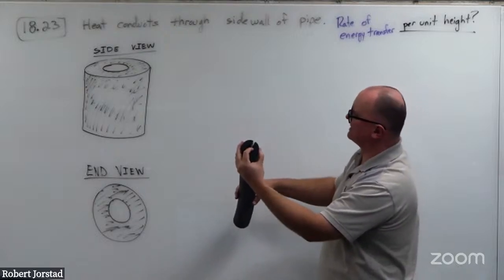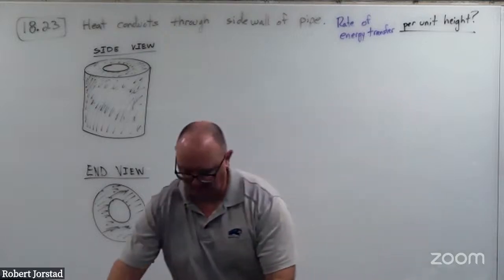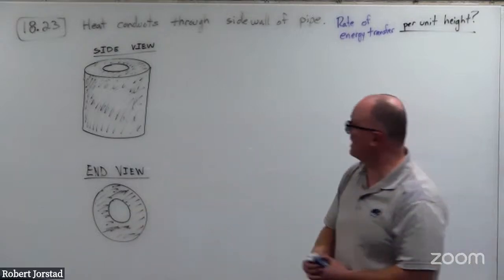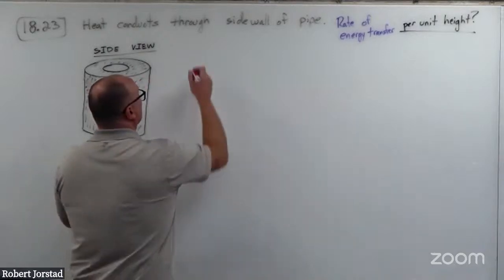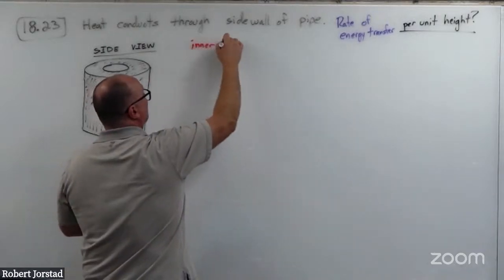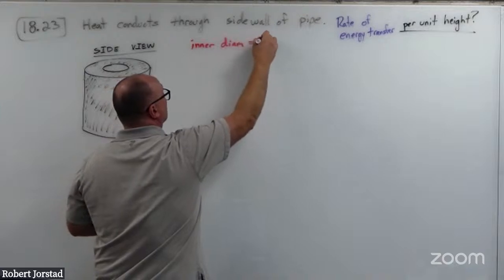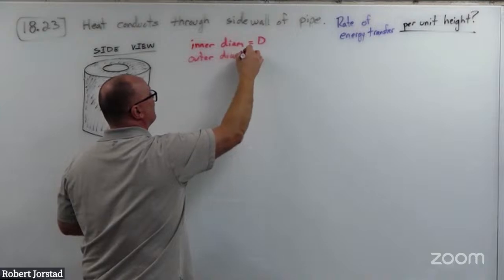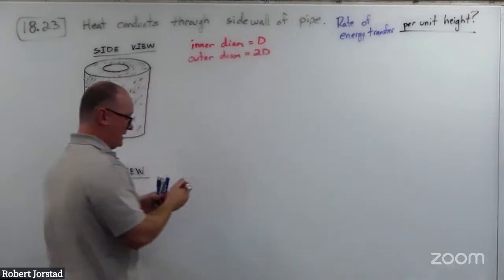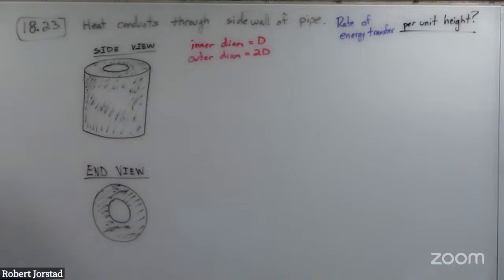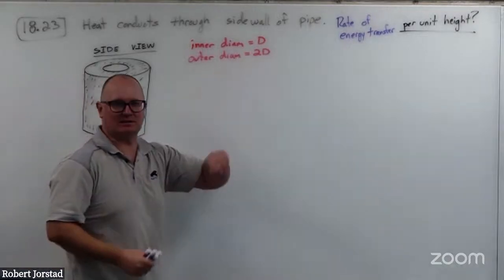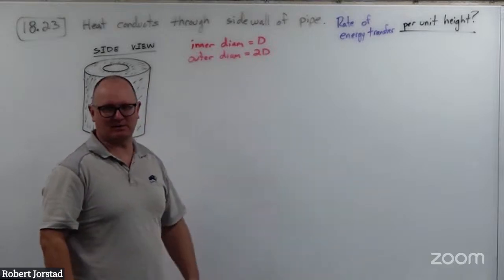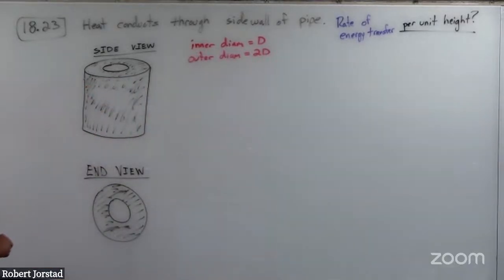And for this problem, we're told the inner diameter is D and the outer diameter is 2D. A lot of times on test questions, instead of saying D1 and D2, I'll make the inner and outer diameters be multiples of each other just so you get nice numbers. And you'll see in the end of the solution.